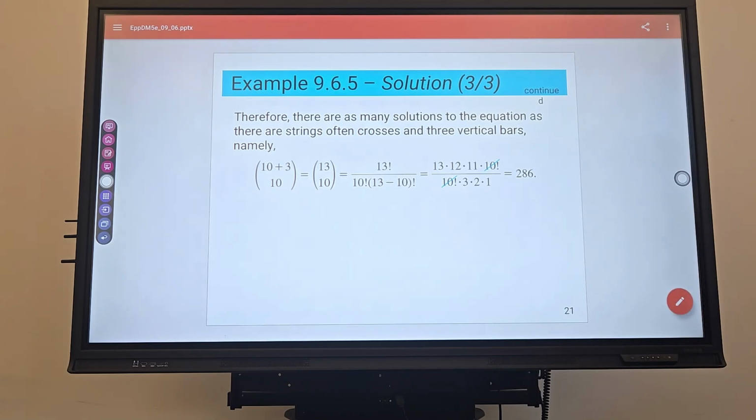So therefore, there are as many solutions to the equation as there are strings of 10 crosses and 3 vertical bars, namely 13 choose 10, or 13 factorial divided by 10 factorial times 13 minus 10 factorial, which equals 286 different strings.